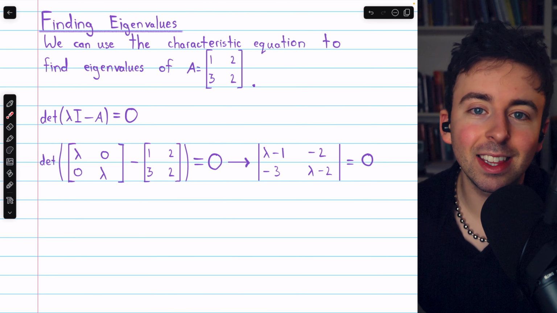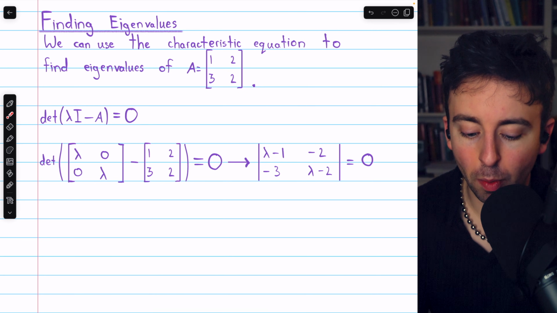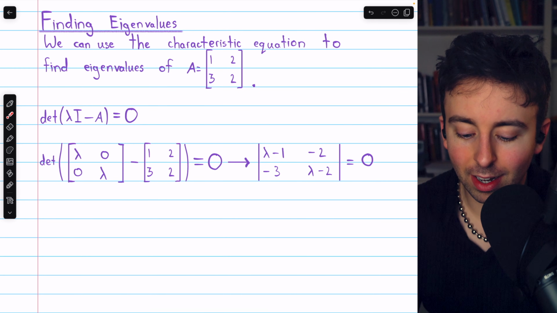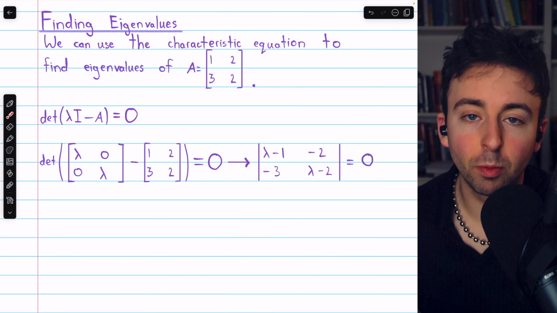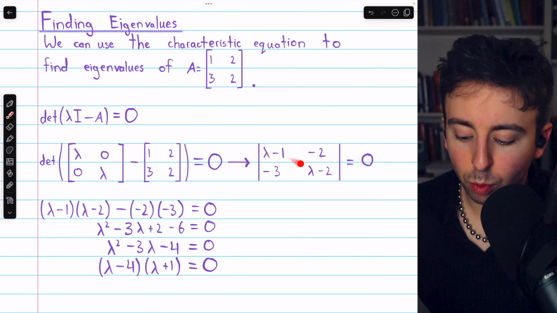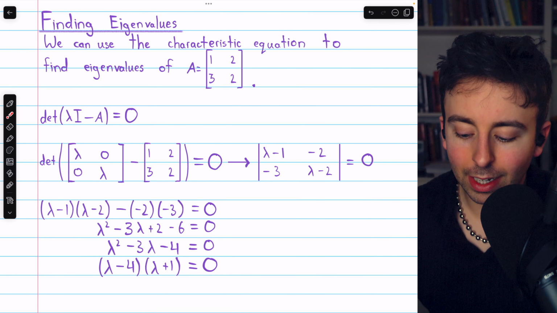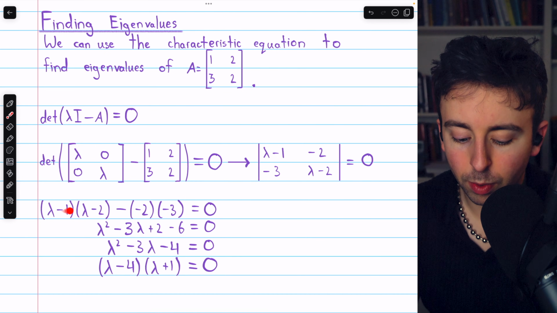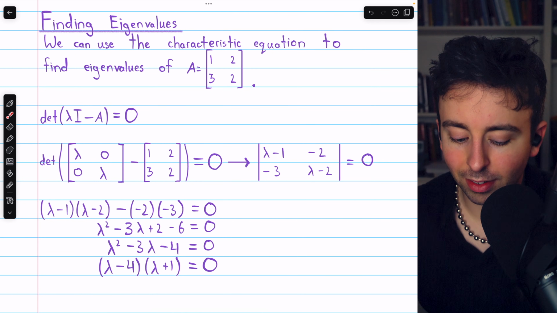This is how we find the eigenvalues. We take the determinant of this matrix, set it equal to 0, and find the resulting lambda values. And this determinant is just (lambda minus 1) times (lambda minus 2) minus (negative 2) times (negative 3). We see that there. This must equal 0.